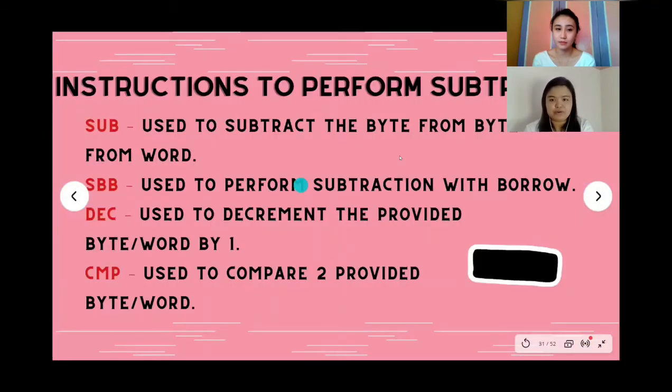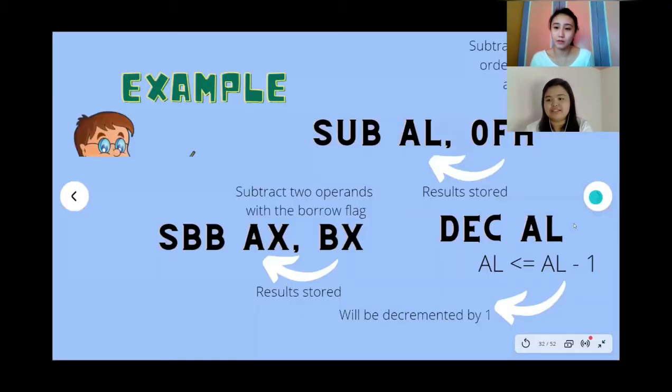Next are the instructions to perform subtraction. I have here SUB, used to subtract a byte from a byte or a word from a word. SBB, used to perform subtract with borrow. DEC, used to decrement the provided byte or word by 1. CMP, used to compare two provided bytes or words. So here are the examples.